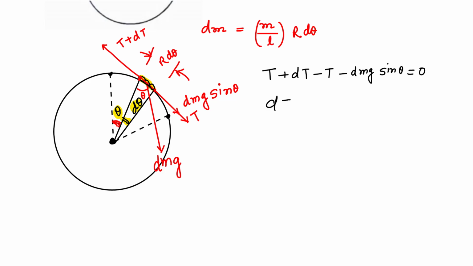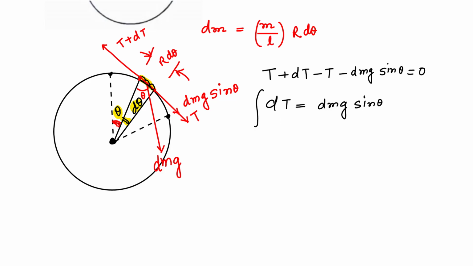This means from here I can write dT is equal to dmg sine theta. So if I integrate this, I will get the total tangential force. So what is this dT? dT is tension, which is basically a small or infinitesimal tension force, or infinitesimal tangential force. So if I integrate this, I will get the total tangential force.